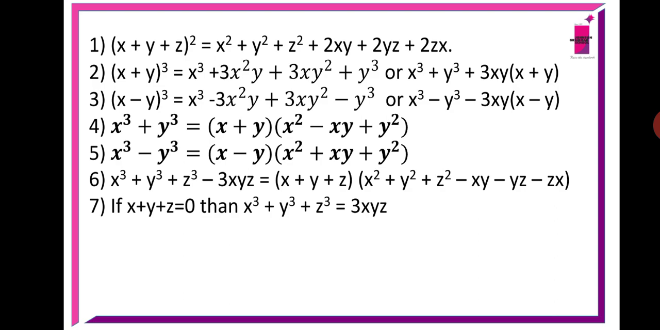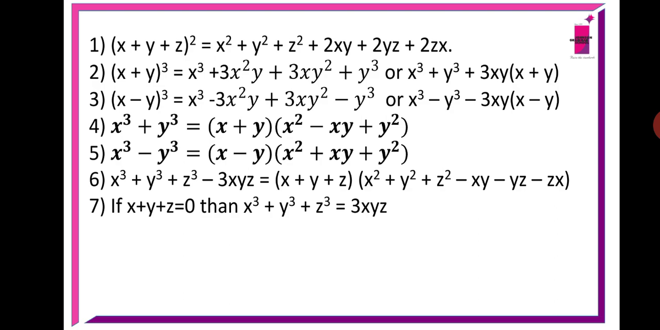and also you have one more identity: x cube plus y cube plus z cube minus 3xyz equals x plus y plus z into x square plus y square plus z square minus xy minus yz minus zx.